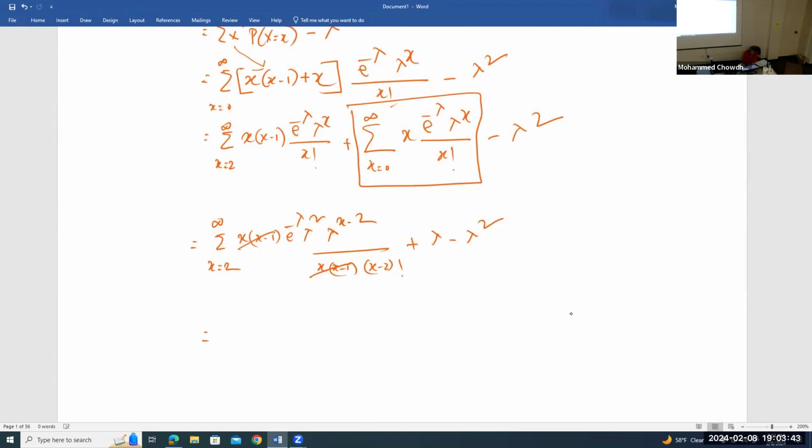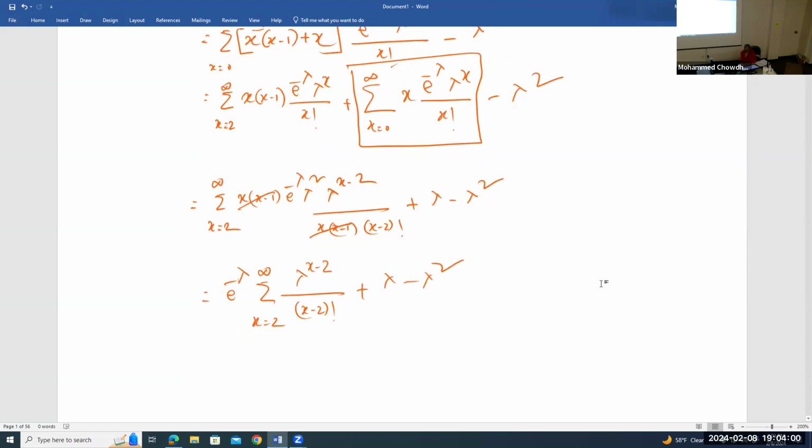So now if you write it this way, e to the power minus lambda, x goes from 2 to infinity, and then lambda to the power x minus 2 over x minus 2 factorial. Then you have lambda minus lambda square. In the third line, we cancelled out just one x from there. Here is 1, here is another 1, 1 and another 1.